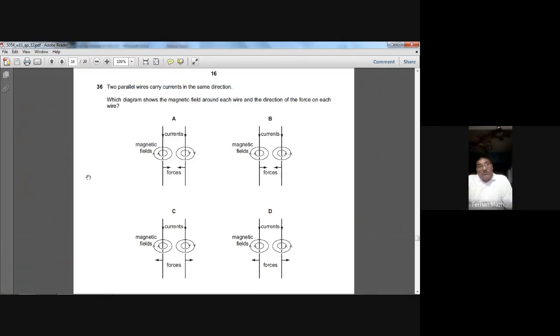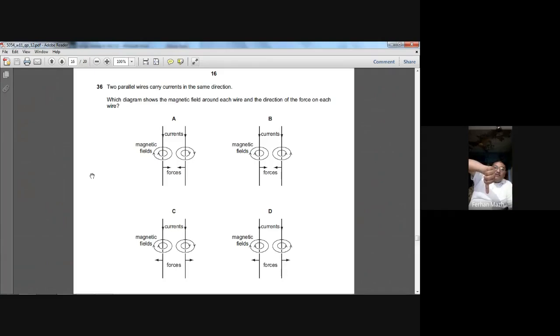Now, the direction of the magnetic field around a straight conductor can be found by the right hand grip rule. For example, take your right hand, I'm saying the right hand, and for example, in A, hold the right conductor in your hand, the current is going down.